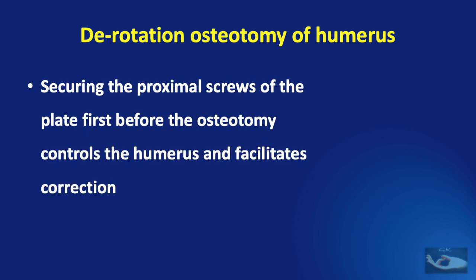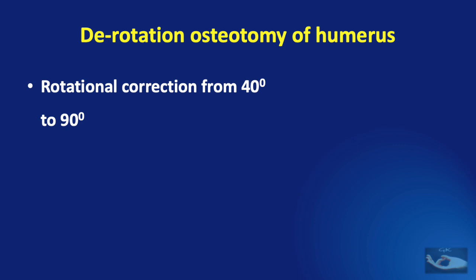We need to secure the proximal screws of the plate first before doing the osteotomy. This controls the humerus and facilitates correction. Then the rotational correction is done.